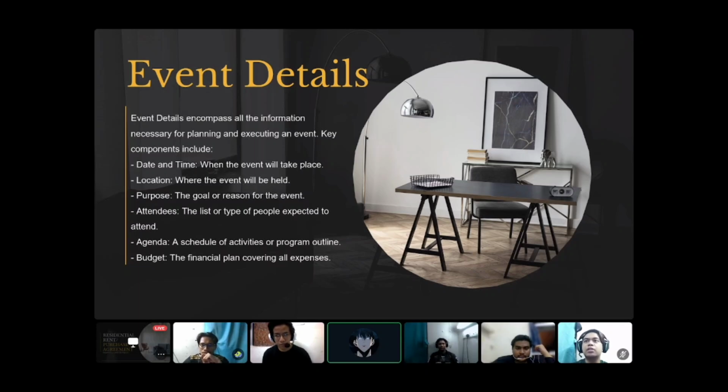Event details encompass all the information necessary for planning and executing an event. Key components included are the date and time for when the event will take place, the location where the event will be held, the purpose or reason for the event, and lastly the attendees, which is the list or type of people expected to attend. Oh, sorry. We also have an agenda and budget. The agenda is a schedule of activities or program outline, and lastly, the budget is the financial plan covering all expenses.